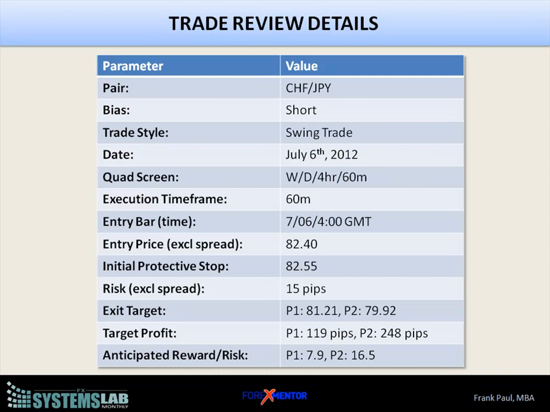A very tight initial protective stop of 15 pips was allowed on this trade, which is just fantastic because when you calculate the ADR based profit targets, in this case P1 at 81.21, P2 at 79.92, you get target profit in the amount of 119 pips on the first lot, 248 pips on the second, and in relation to that really nice tight stop of 15 pips, we get really high reward to risk multiples. 7.9 on the first lot and 16.5 on the second. Absolutely fantastic. So let's see how all these details played out on our charts and see if we can tease out the trading methodology for this month.